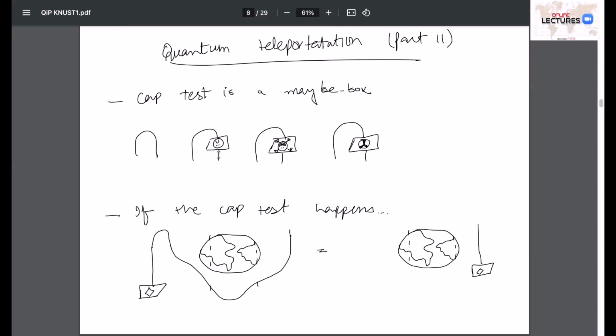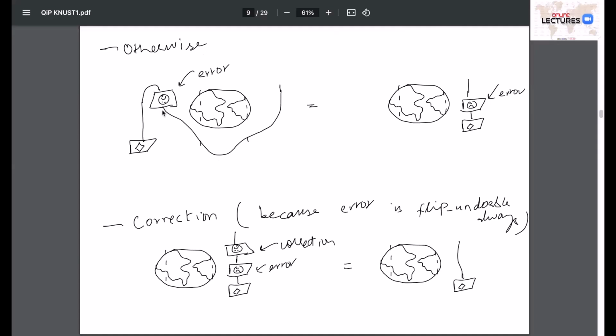But if there is an error, so say the outcome of the measurement is this one, then if you slide these boxes along the wire, you get this error at the other side. So this is not perfect quantum teleportation. Now, to remove this error, Blaze needs to apply some error correction. Since this is a unitary operator, the error correction must be its inverse.